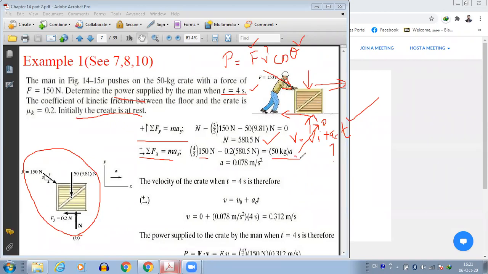This is the acceleration which we are going to substitute here, and then once we have this acceleration, we get the final velocity which we are going to substitute here, and so we'll get the power.